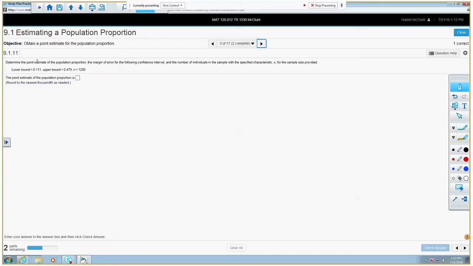Determine the point estimate of the population proportion, the margin of error, the following confidence interval, and the number of individuals. Let's just see what they give us, and let's see what we can get from it. The lower bound is 0.111. The upper bound is 0.479. And n is equal to 1,200. All right, they give us n, but what is this called?